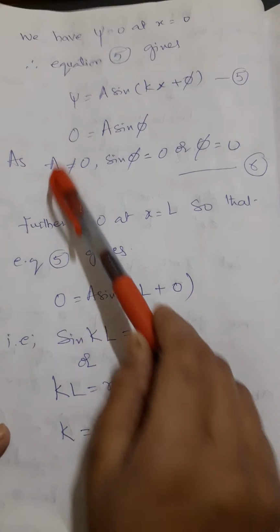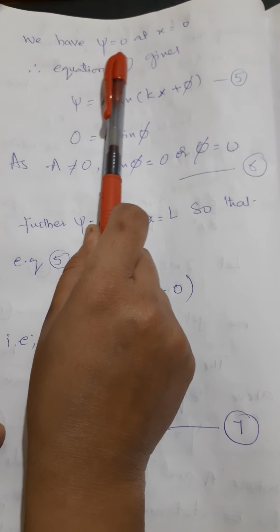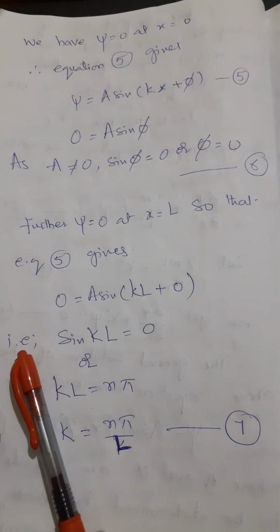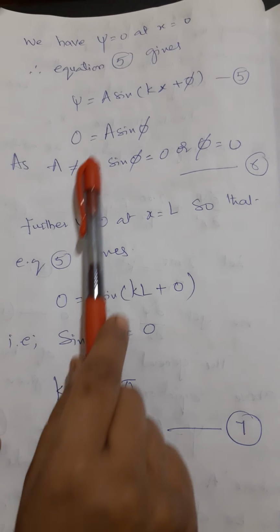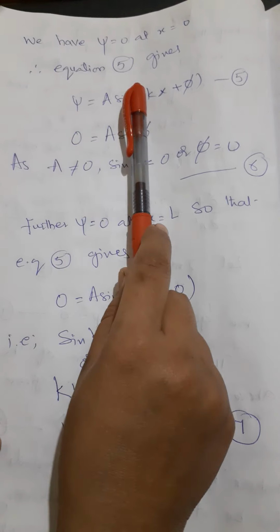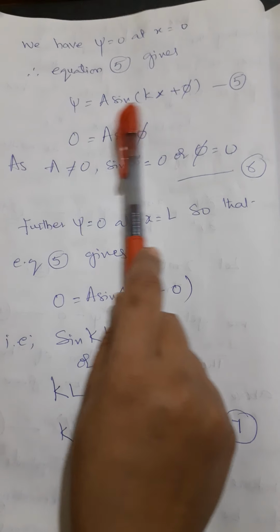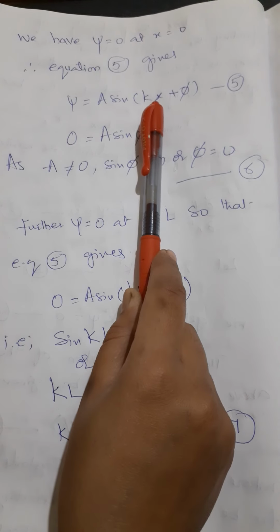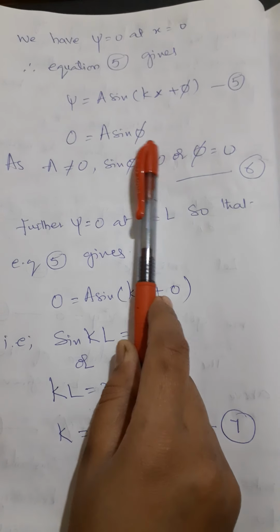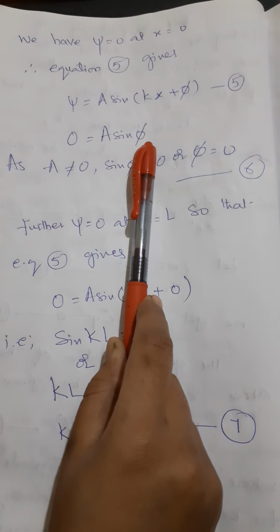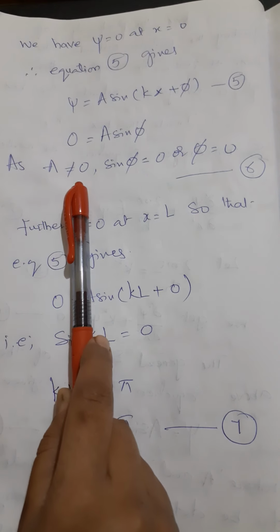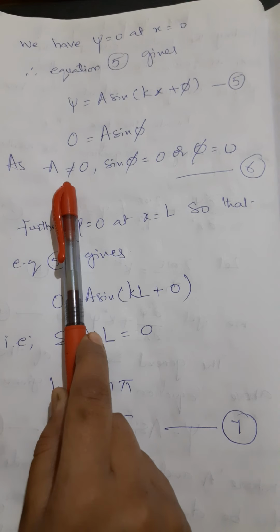Now we have psi equal to 0 at x equal to 0. This is the first boundary condition: where x is equal to 0, psi is also equal to 0. Therefore equation 5 can be written, and in place of psi and x we substitute the values 0. So 0 equals a sin phi. As a is a constant, it must not be equal to 0.